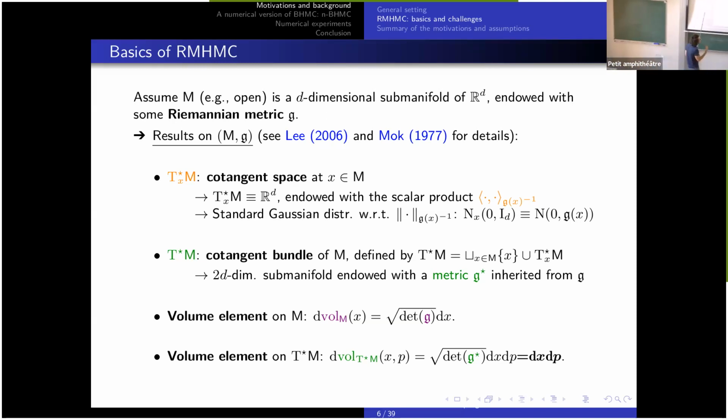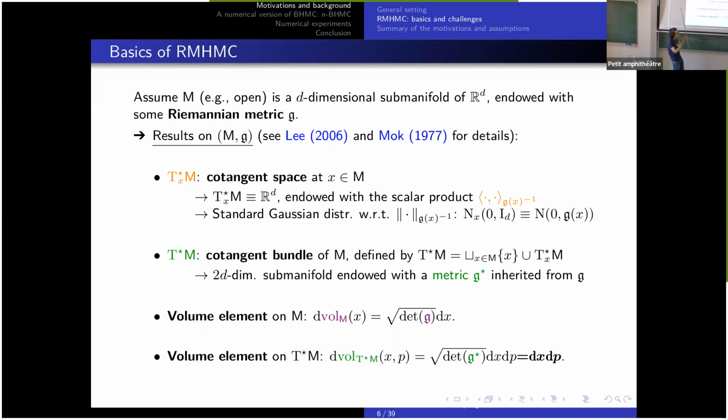Why did I spend so much time defining the Gaussian distribution? Because in HMC, you need to define a Gaussian distribution. In HMC, you consider the Gaussian distribution on the cotangent space of R^D, which is simply, with the canonical metric, the standard Gaussian distribution for any point. But if you now have a metric, at a point x, the distribution I will consider for my momentum is this Gaussian distribution with covariance matrix G of x. That was for a given point x.